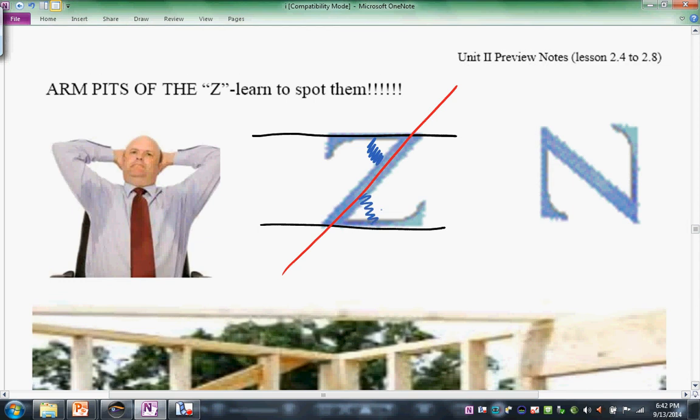I have a name for those. It's slang, obviously, but it comes in real handy. These are called armpits of the Z. So think armpits of the Z. Those are called alternate interior angles, by far the most important ones. Armpits of the Z. Could also be rotated. You had lines going this way, and when lines are parallel, those are equal.